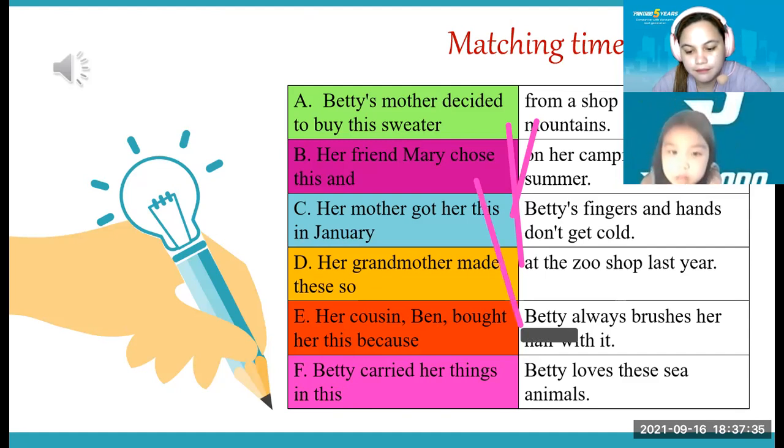But look, that's my favourite animal of all, the one on my new snowboard. Mum bought this for me last January when we were on holiday in the mountains. I love swans, don't you? They're so pretty. Yes, they're very nice.